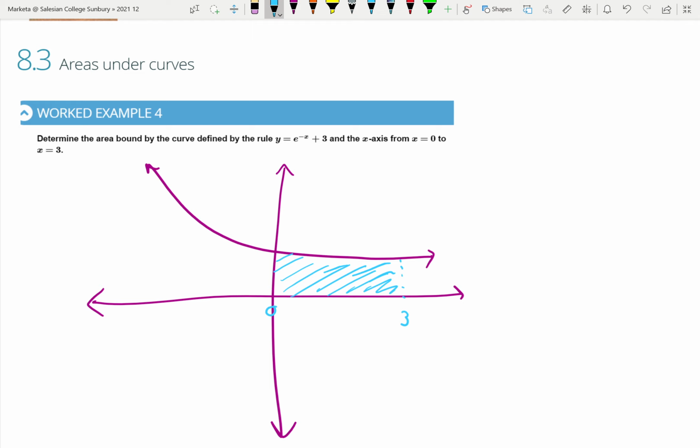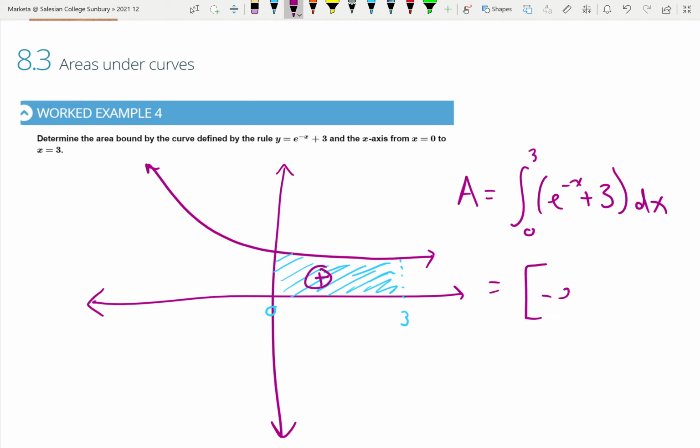So this is the area I'm trying to find, and it is an entirely positive area because it's above the x-axis. So this area is going to be found by doing the definite integral of e to the neg x plus 3 dx, going from 0 to 3. So we can just antiderive. That's neg e to the neg x plus 3x from 0 to 3, and now of course subbing in.